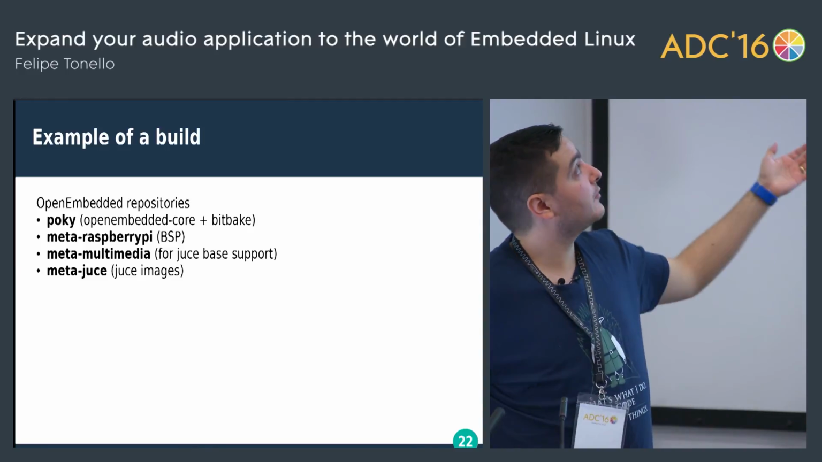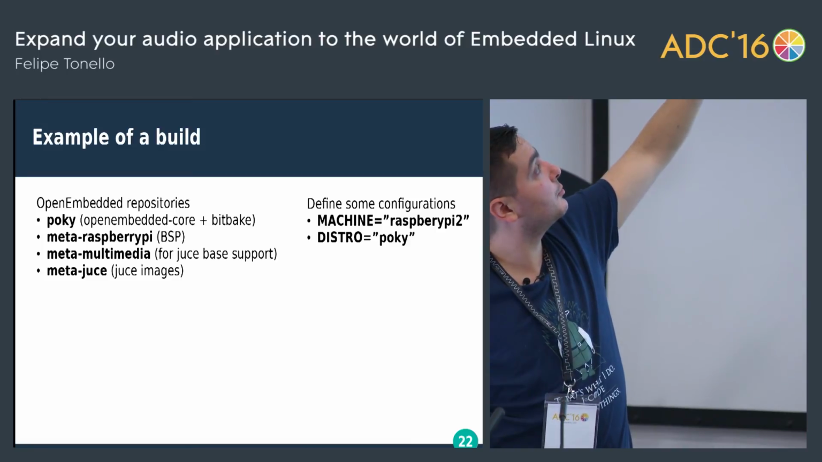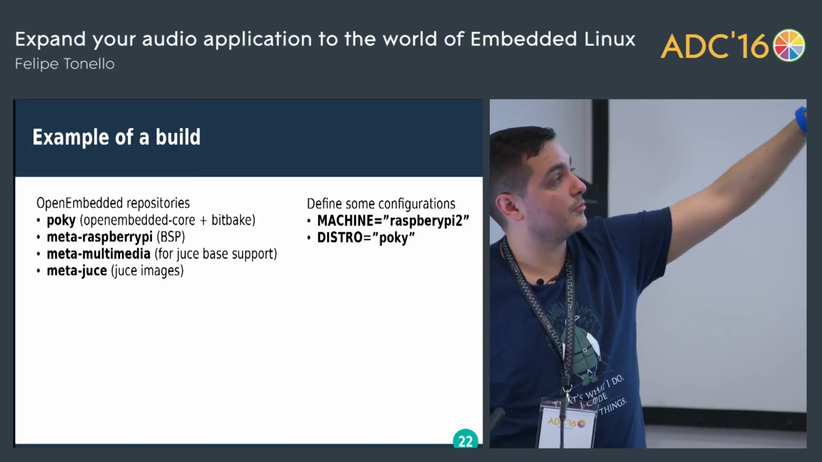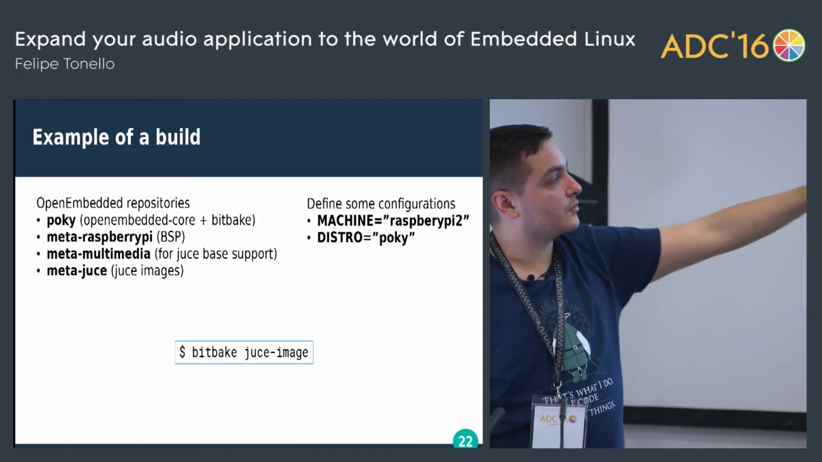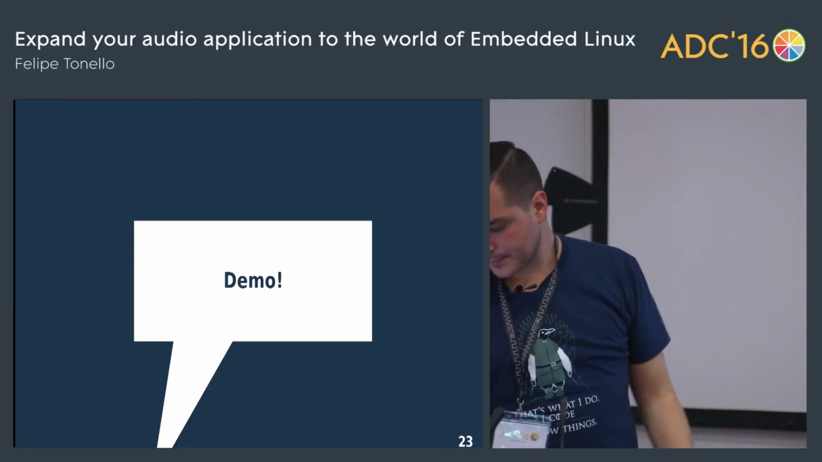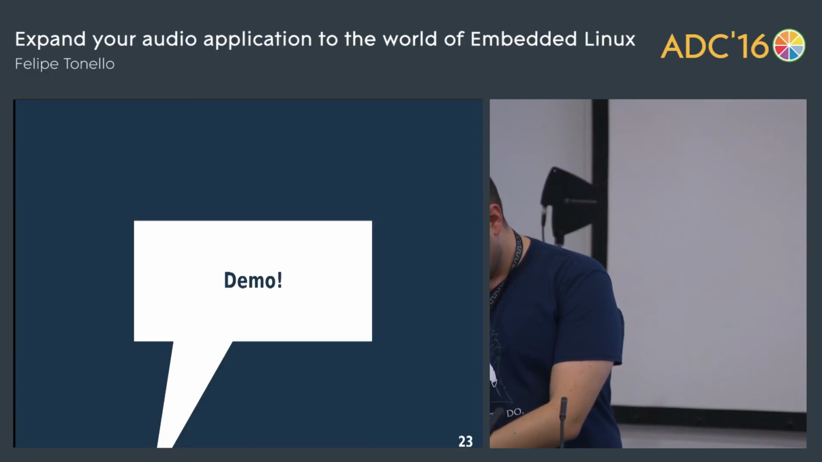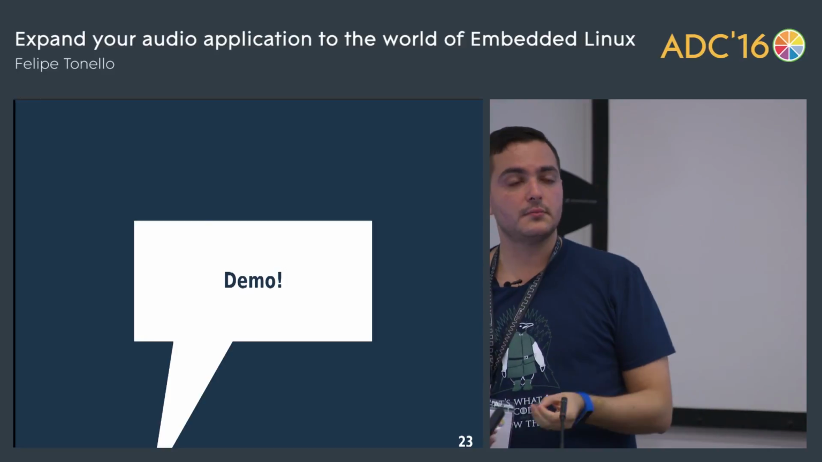Okay, so, an example of a build. What I did here, I used these repositories, and then I set the machine and the distribution. Poky is the default reference distribution, and then I just ran this JUCE image, and it generated the image I'm going to use here. So what I have here, I have an SD card that I generated this image on.